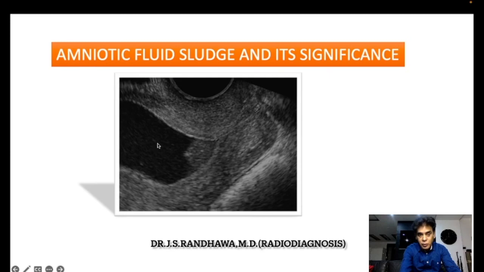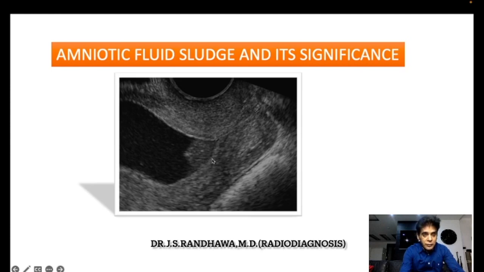which you must be knowing that they can suggest meconium, they can suggest even vernix caseosa, or they may be just idiopathic without any significance. Now, these echoes are different from this area. Now, if you see here, you find that this is thick, just like the sludge we find in the gallbladder, and this is referred to as amniotic fluid sludge.